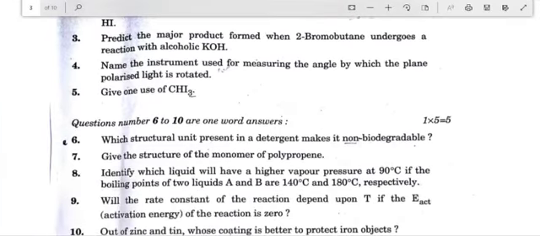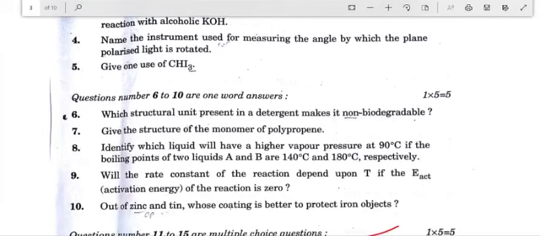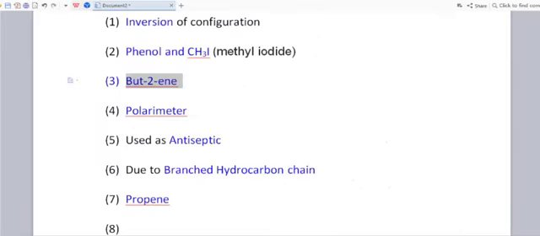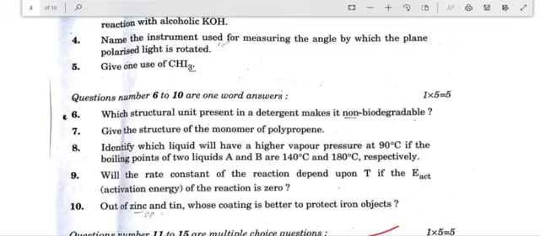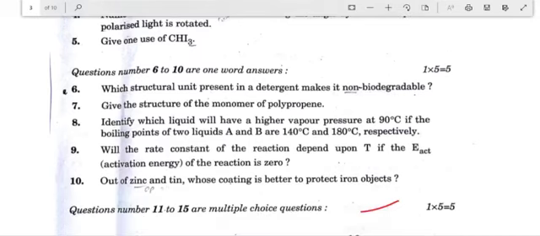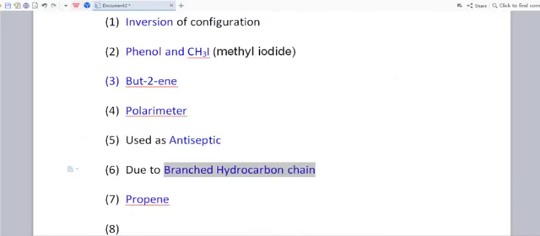Then the structural unit present in detergents making them non-biodegradable. The answer is the branched chain hydrocarbons. It's due to that the detergents are non-biodegradable. Structure and monomer of polypropene, really simple, propene.